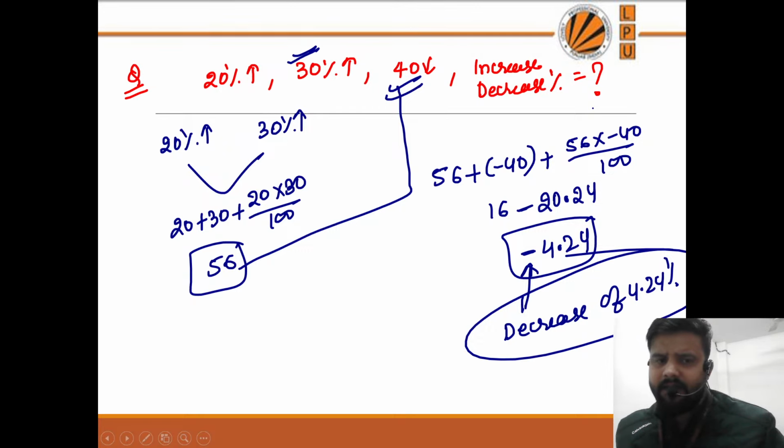We might have done a calculation mistake in the previous one, I think. The answer would be 4.24.